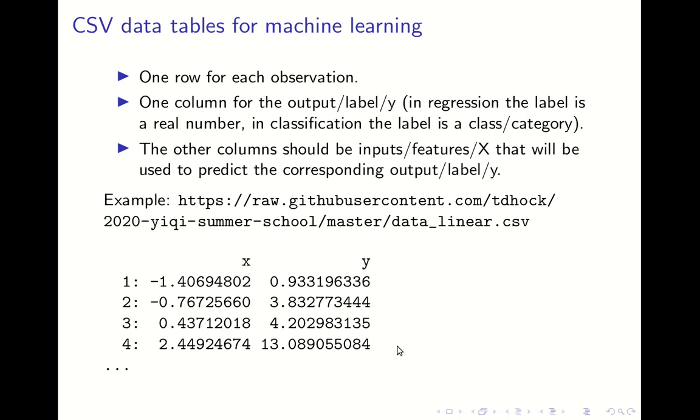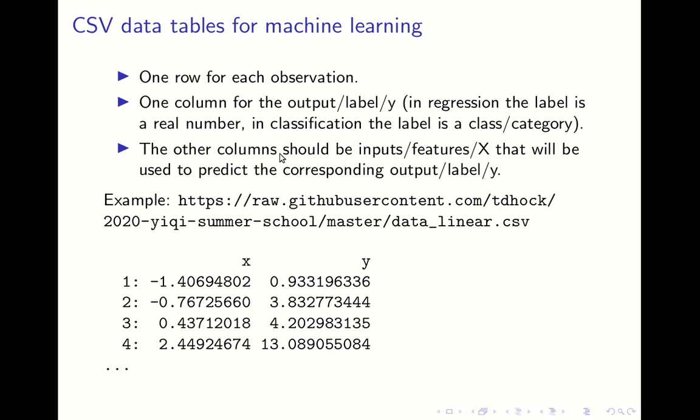And so once you have that installed, we have to think about how we get our data into R for doing this machine learning analysis. Typically data sets that we find are in CSV data tables, with one row for each observation, and one column for the output label Y variable. In regression the label is a real number, and in classification the label would be a class or category. In these problems we're talking about a regression problem, so our output Y variable is going to be a real number like we see here.